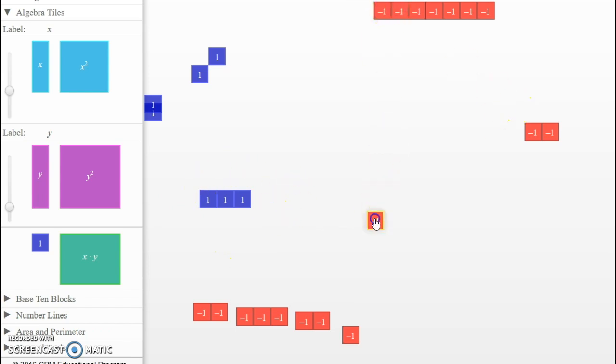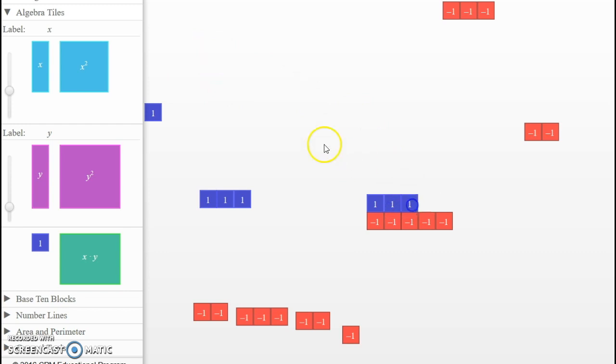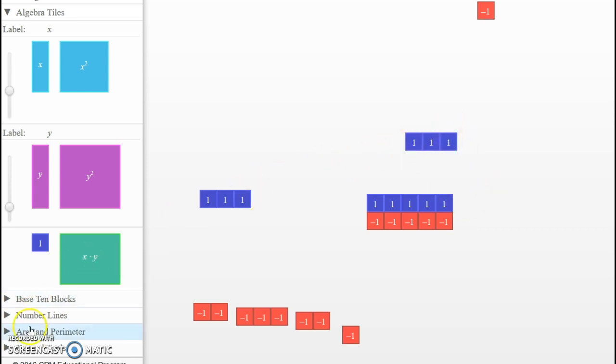Is that the same as saying negative 5, adding 8, 1, 2, 3, 4, 5, 6, 7, 8. Here then I've created 5 groups of 0 which would disappear, leaving us with just 3 positives. So these are the same.